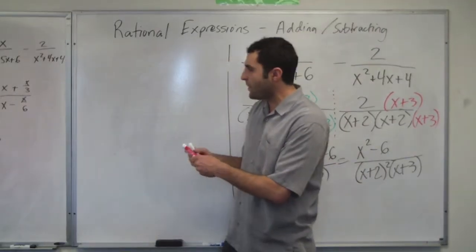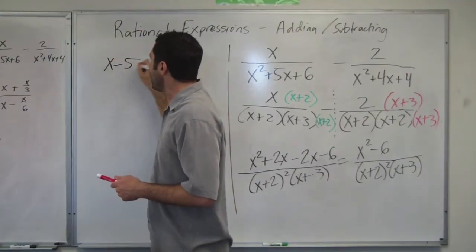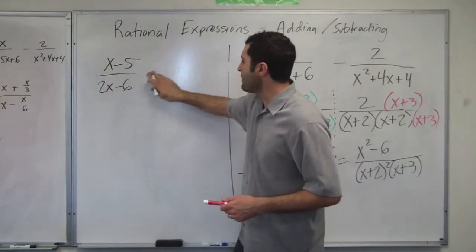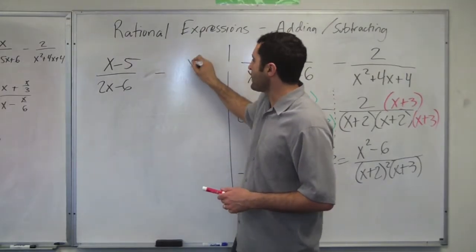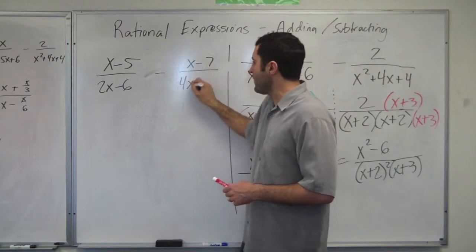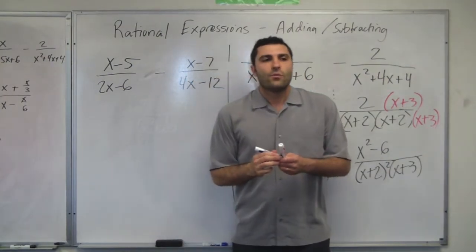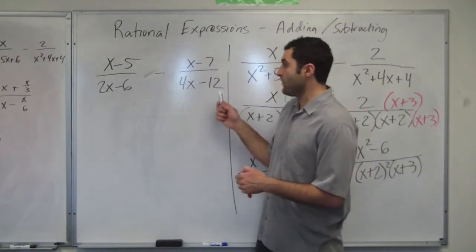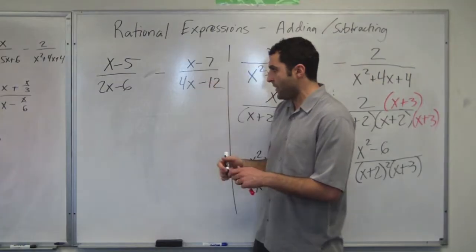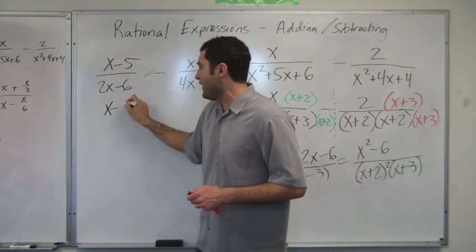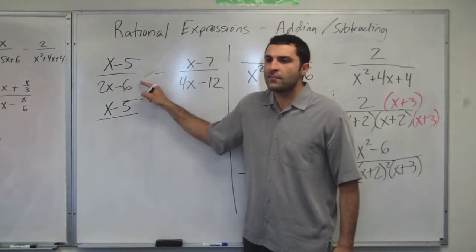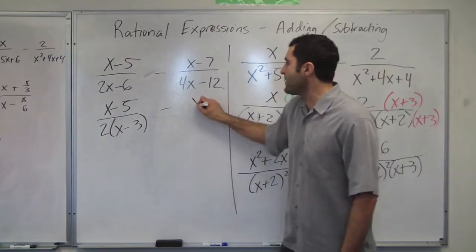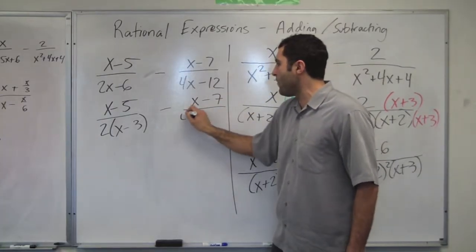Being aware. Okay, so where are we? X minus 5 over 2x minus 6 minus, leave a space, x minus 7 over 4x minus 12. Okay? What do you suggest we do first? The greatest common denominator. Yeah, we're gonna find the factors first so that we can do that. So x minus 5. What's GCF down here? 2 times x minus 3. GCF over here? 4 times x minus 3.